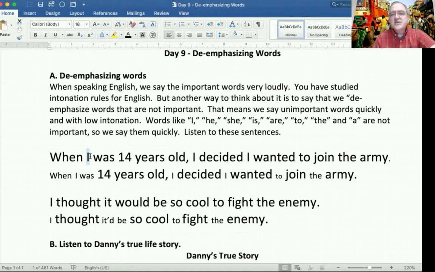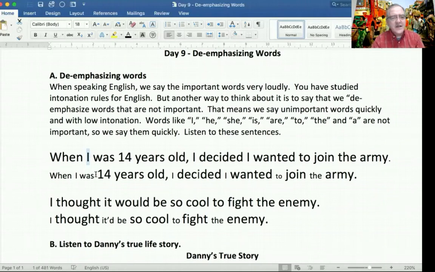In Japanese, do you say, watashi wa, boku wa, ore wa? No, you don't. You don't even say it. You just say, Tokyo ni ikuyo. You don't say, watashi wa Tokyo ni ikuyo. Okay, and it's the same in English. We don't say, I was 14 years old. I is not important. So we're going to put it way down.